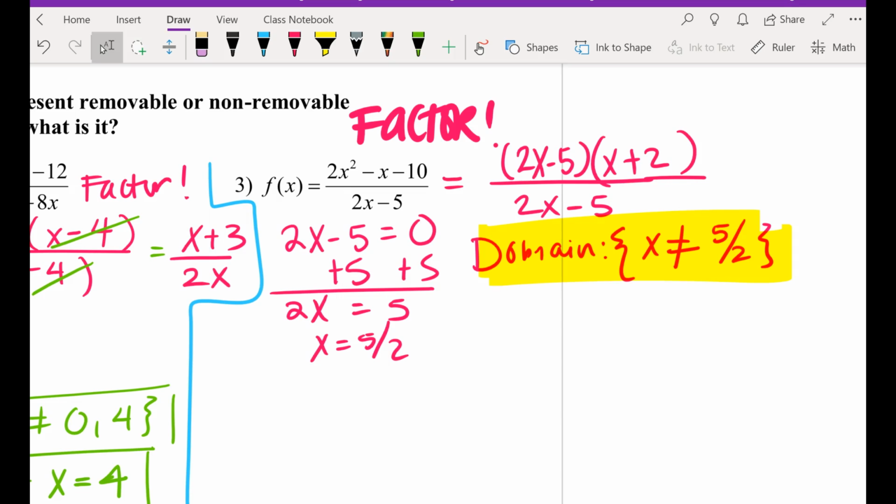Would you guys all agree with that? Can I cancel that factor? Yeah, look at that. Gone and gone. What's left over? X plus 2, guys, is the simplest form of that fraction. So we're going to answer this question.